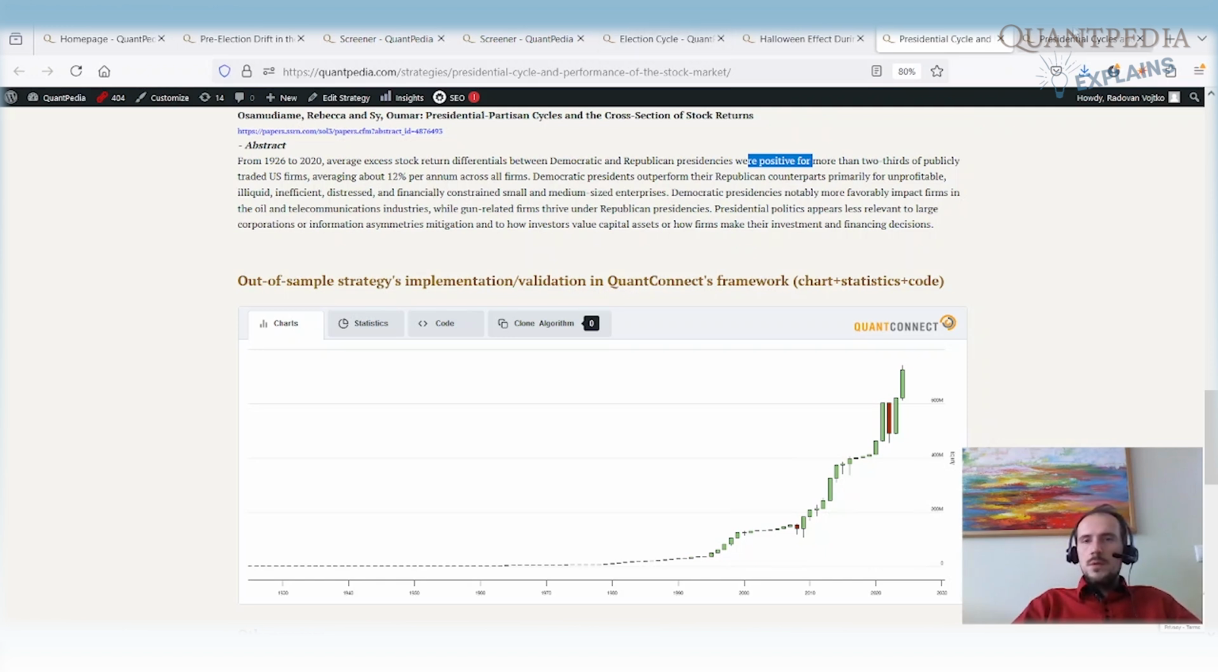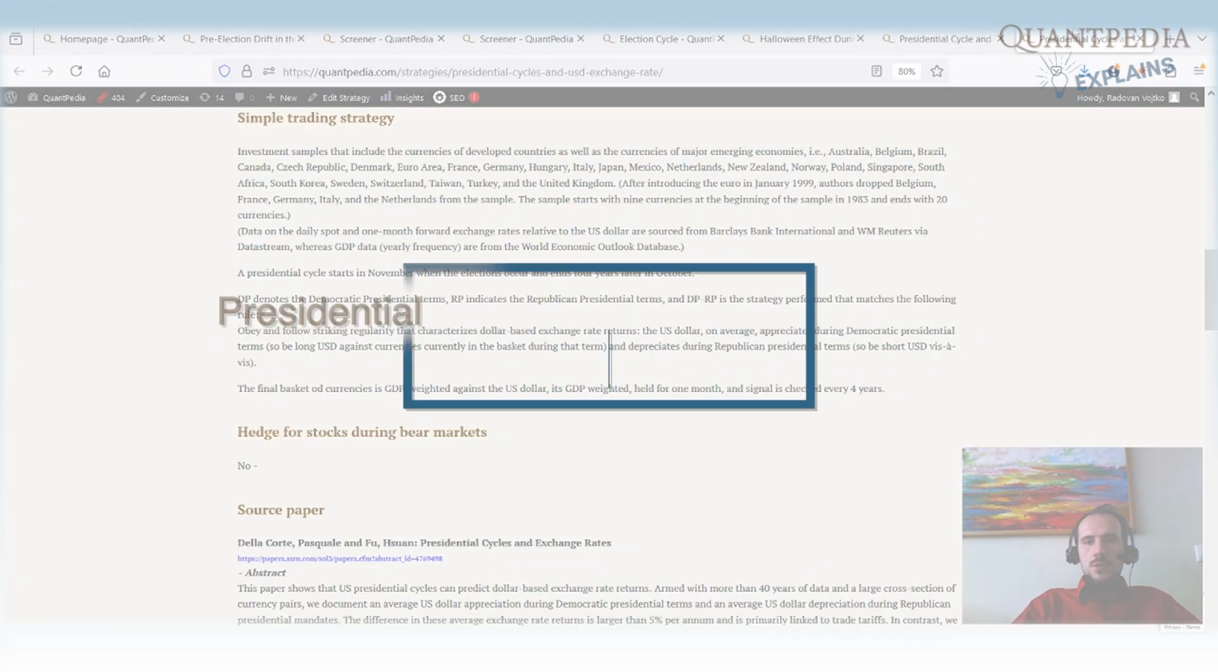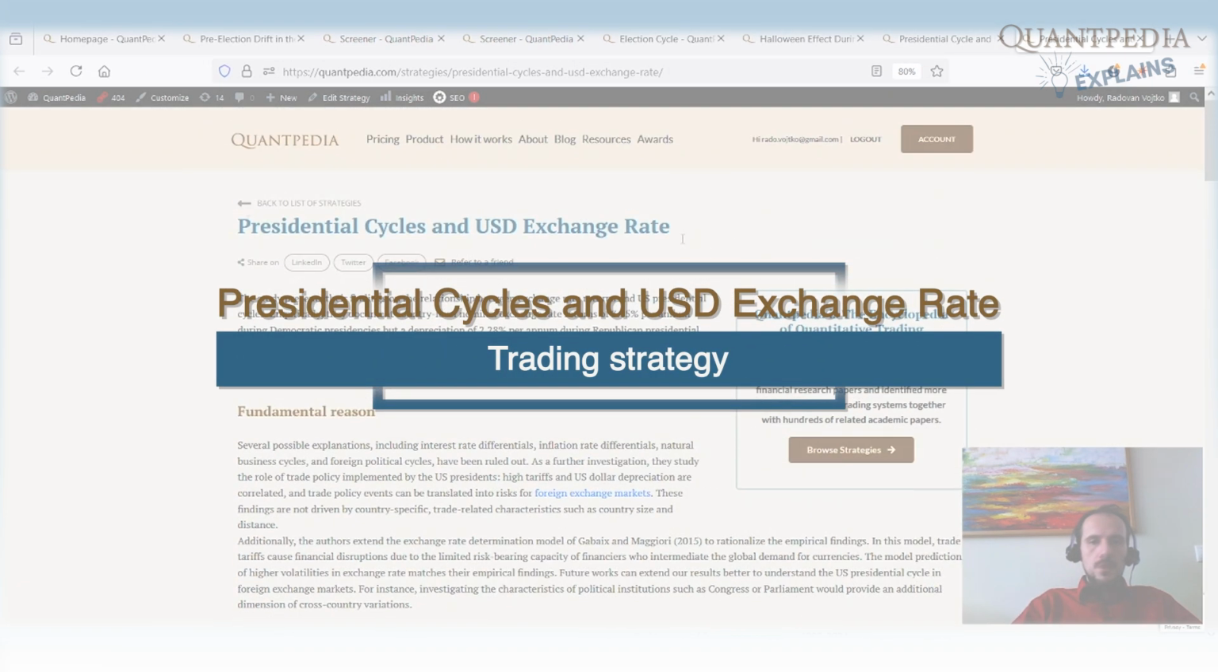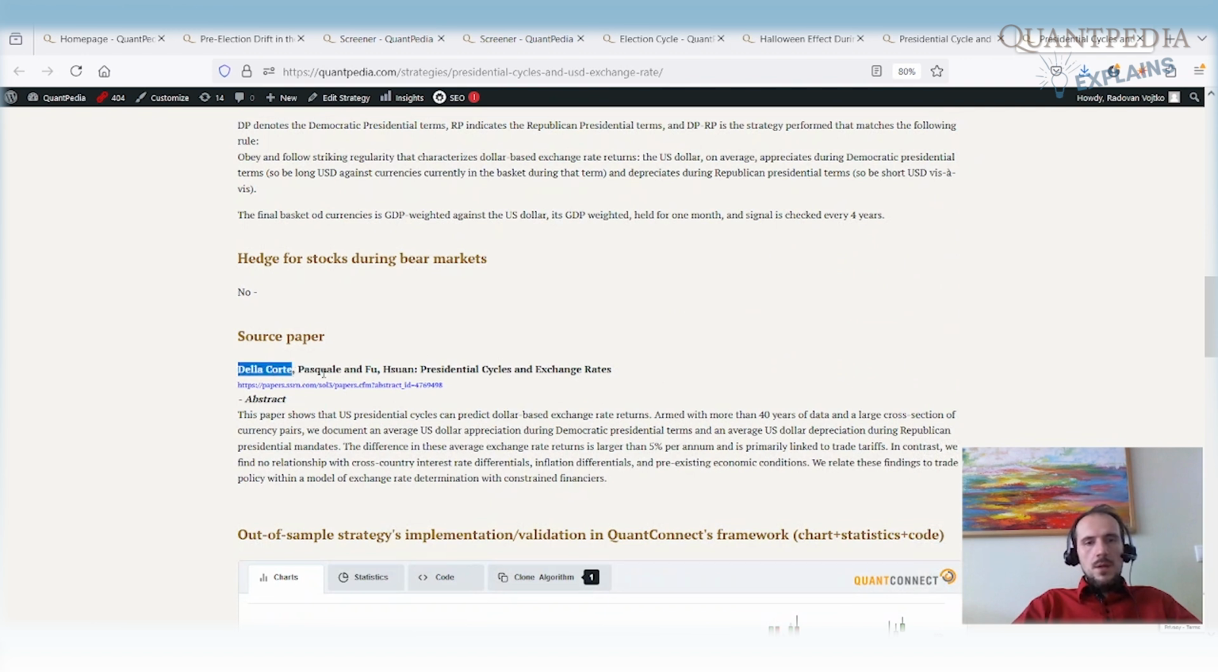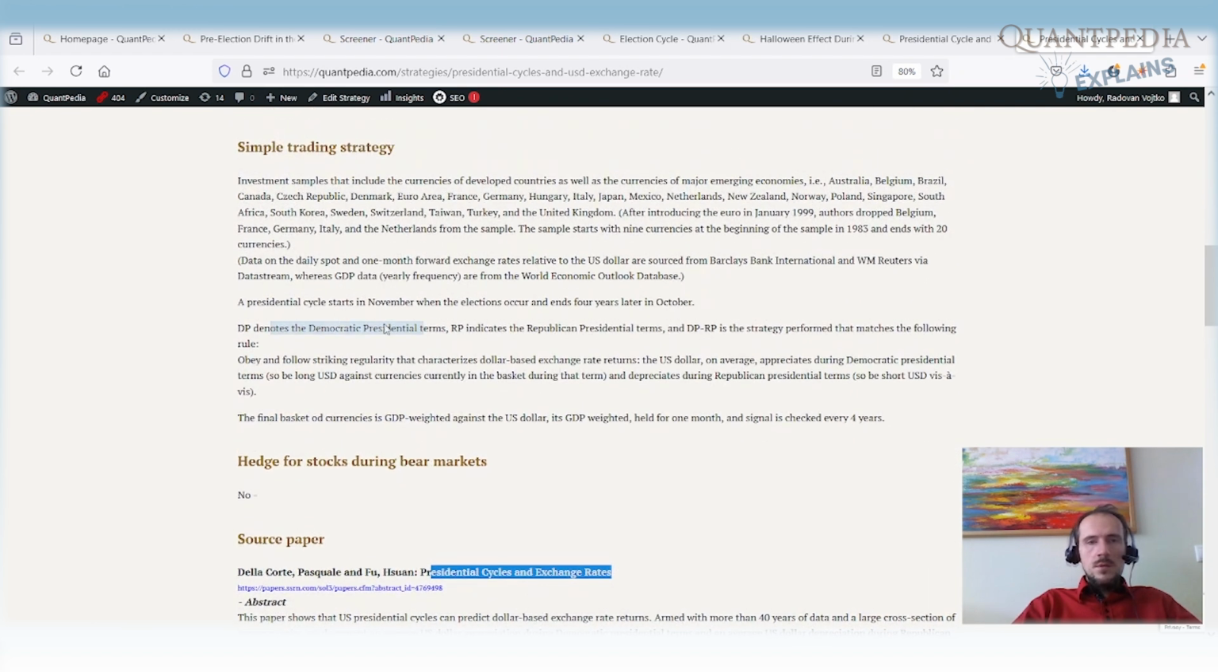And then there is the idea that the presidential cycle should have an impact on the US dollar. So once again, we have a paper written by De La Corte, Pascal, and Xuan Fu, presidential cycles and exchange rates. The idea is once again that on average the dollar appreciates during the Democratic presidential terms and the dollar depreciates during the Republican presidential terms. So we should be long the dollar over the Democratic presidential terms and we should be short the dollar over the Republican presidential terms.